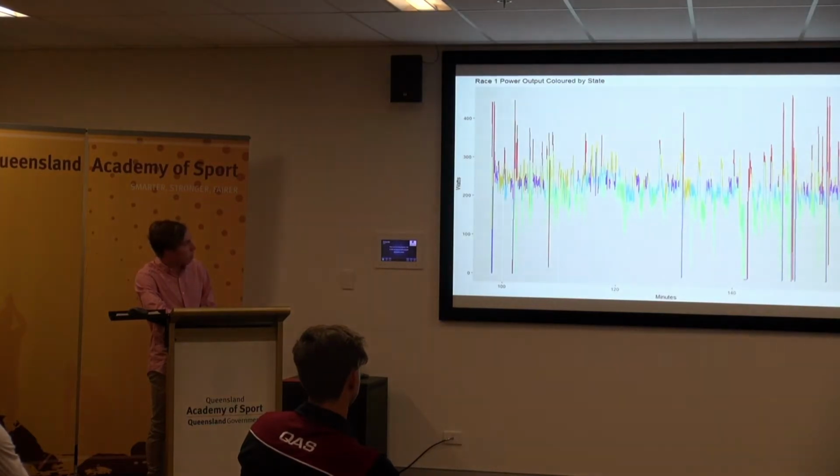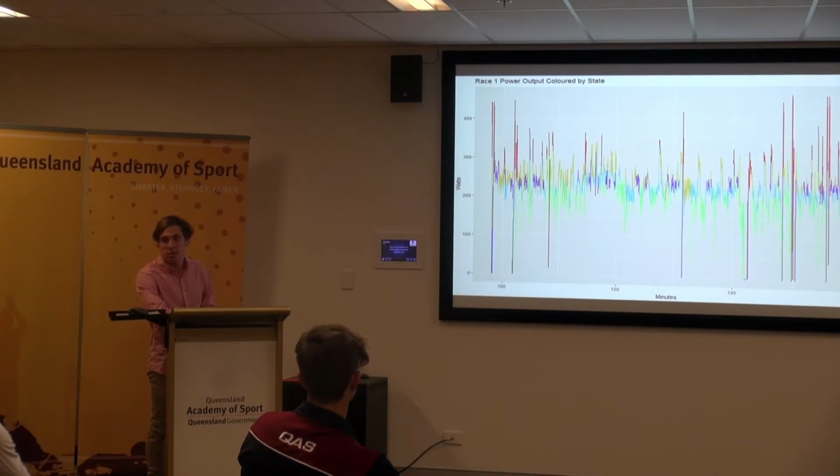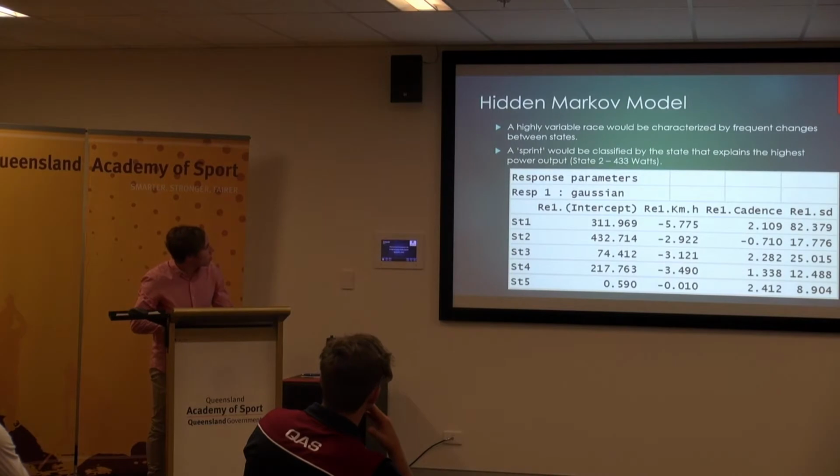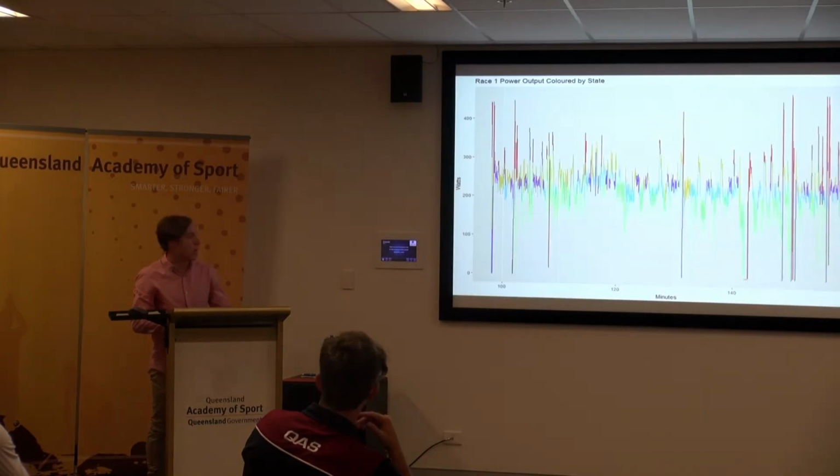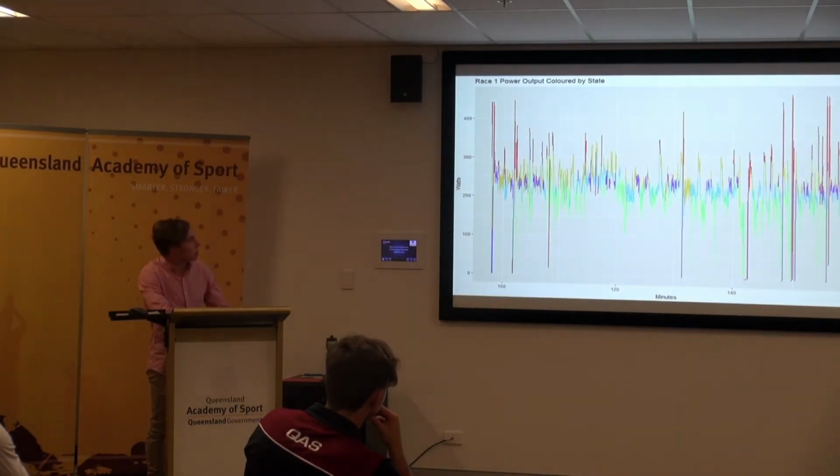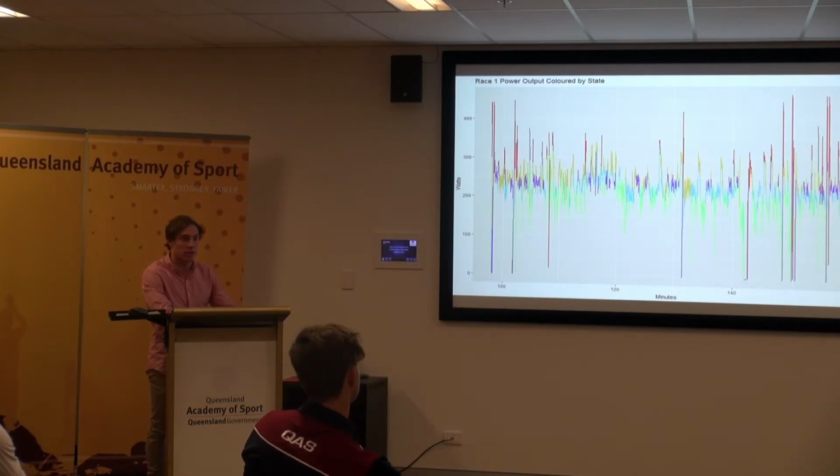So this plot here explains the distribution of these states throughout the race. State 2, which was the highest state, is in that orangey colour. So we can see at the top of those peaks, we have that orangey colour there. Now we can clearly see the distribution of those sprints throughout the race.